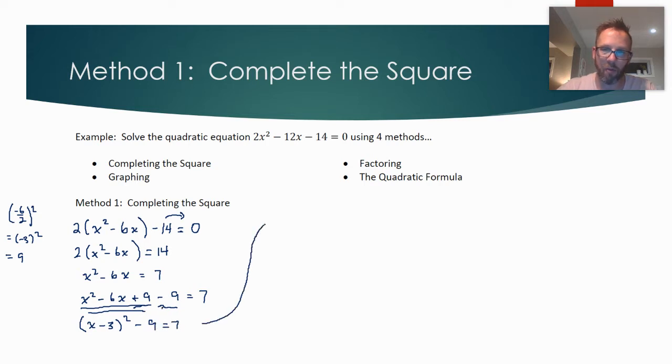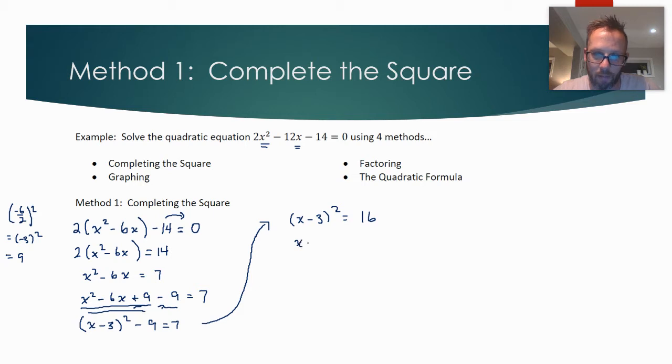And the reason why this method works is you've gone from your quadratic equation having x in 2 spots, and now you only have x in 1 spot, which means you can isolate it. If we bring the 9 over, we get x minus 3 squared equals, so 7 plus 9 is 16. And then to undo a square, we can take the root of both sides.